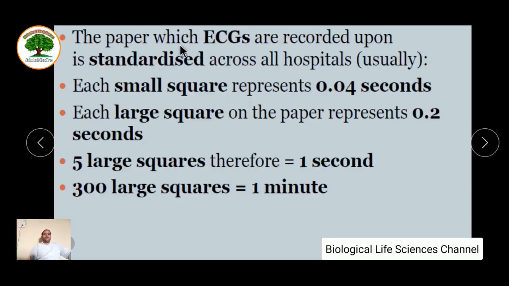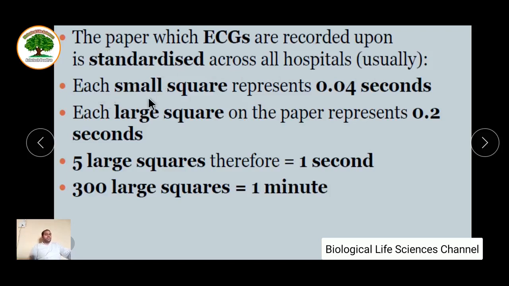The paper on which the ECG is recorded is also a special one. We are going to see the paper here, graph paper. The paper in which ECG is recorded is standardized across all hospitals. So the standard paper is there, graph paper having the standard readings.